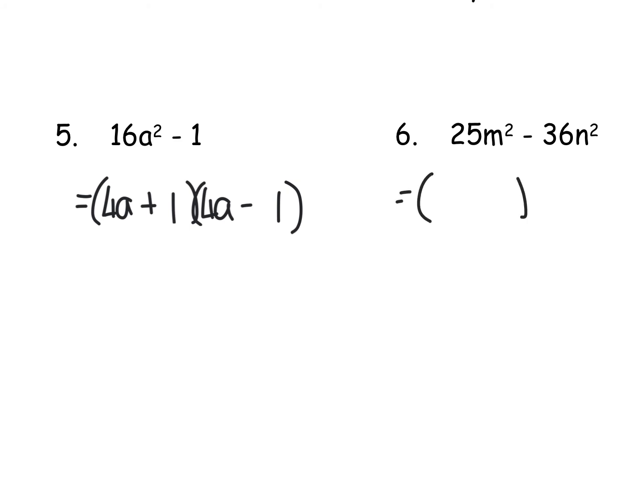Let's get the open brackets. Square root of 25 is 5. So you've got a 5m and a 5m. Square root of 36 is 6. So you've got a 6n and a 6n. One with a plus, one with a minus. So I hope you're following this and thinking this is not bad. So my last one before I start showing you the next style is this one.